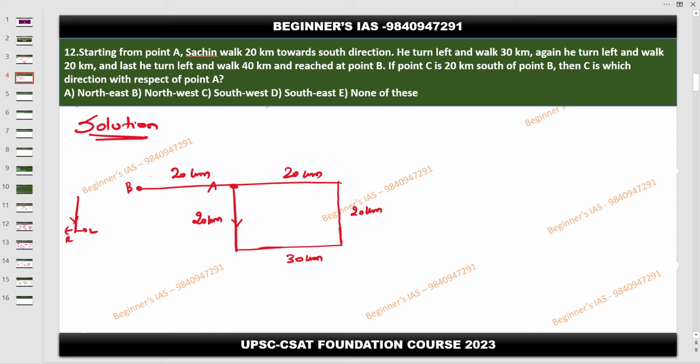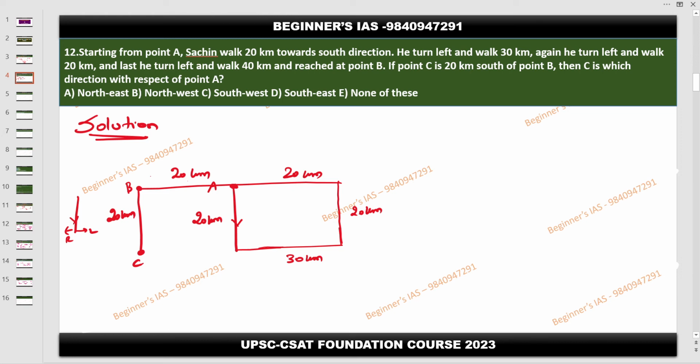Okay. If point C is 20 kilometer south of B. This is B. South of B is nothing but this one. So this point is C. This is 20 kilometer. It is mentioned in the question.